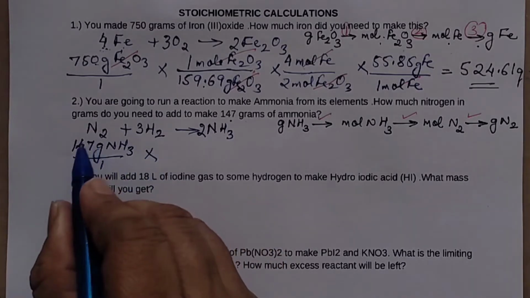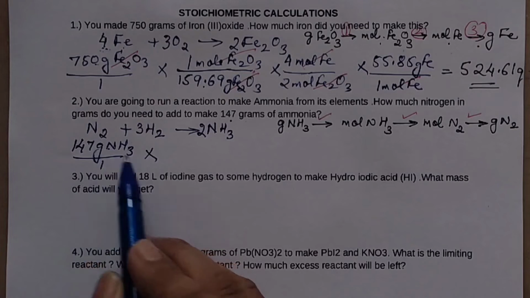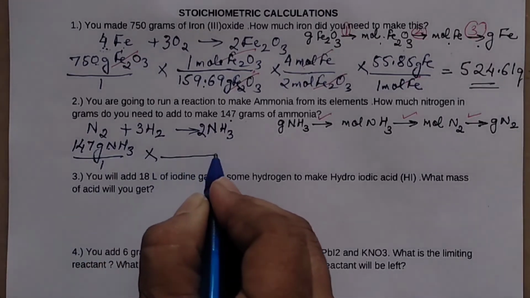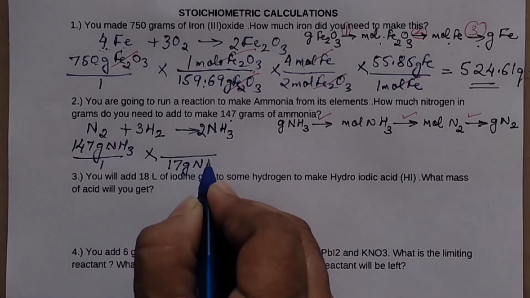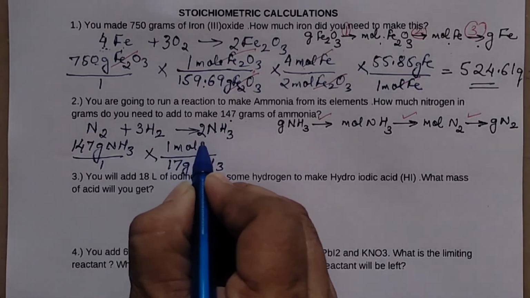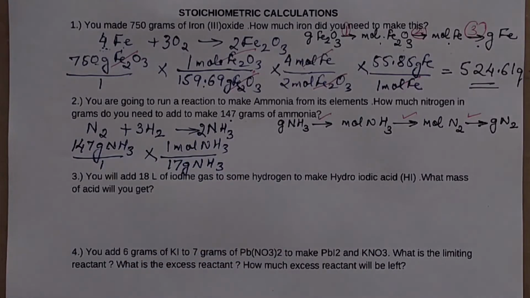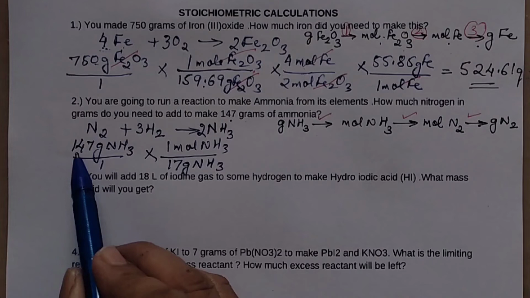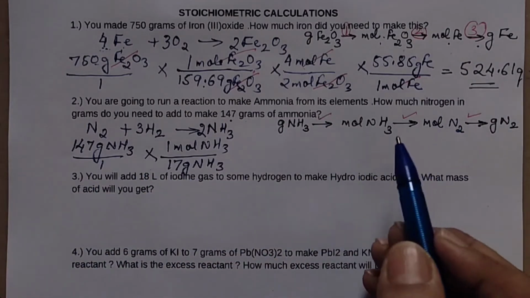Then this we have to convert into moles of ammonia. Normally we divide this mass by molar mass, and the molar mass of ammonia is 17 grams. You will write down in the denominator 17 grams of ammonia and in the numerator 1 mole of ammonia. That is 1 mole of ammonia by 17. So in a way we have divided this given weight by molar mass to convert into moles. So one step is done.